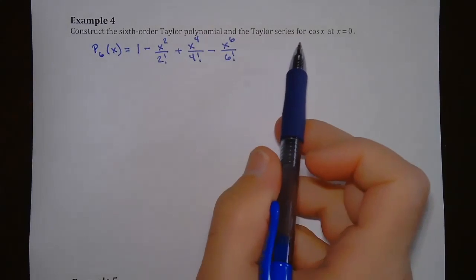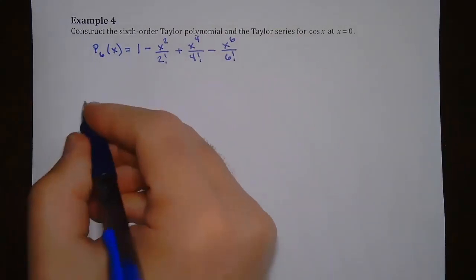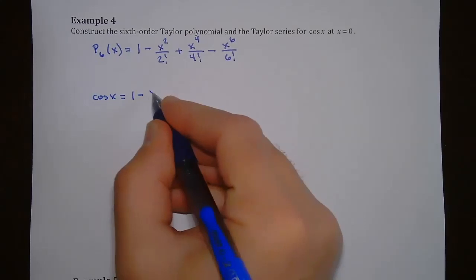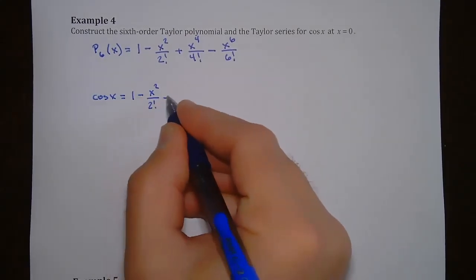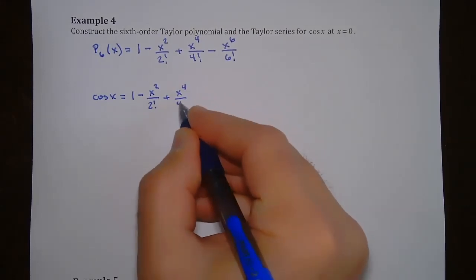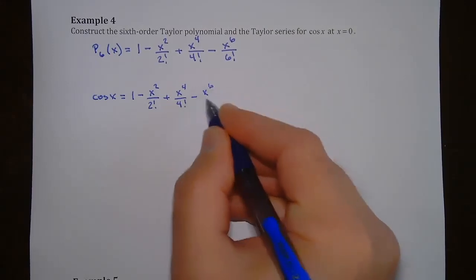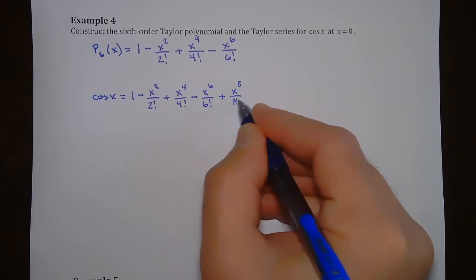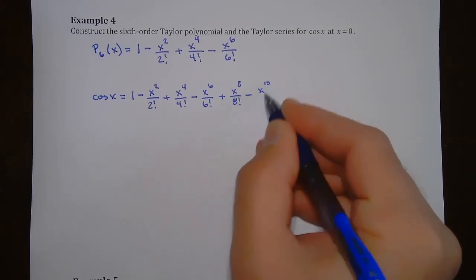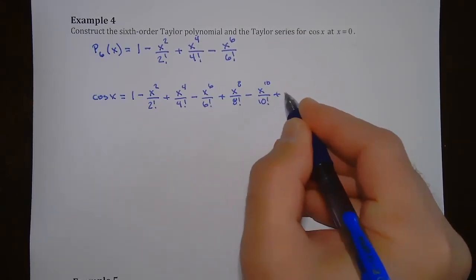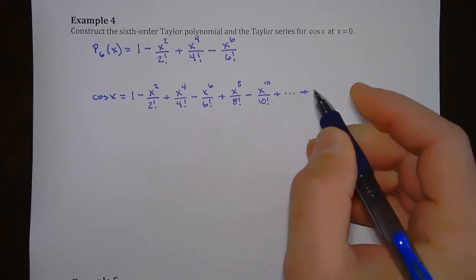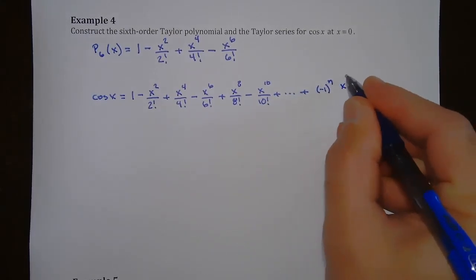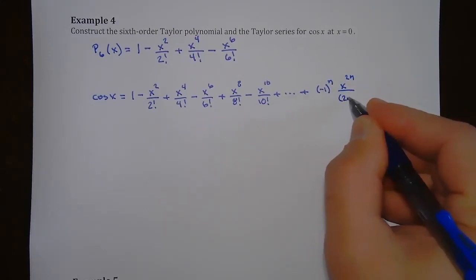Okay, now we need to do the Taylor series for cosine of x. So this would be cosine of x is equal to 1 minus x squared over 2 factorial plus x to the 4th over 4 factorial minus x to the 6th over 6 factorial plus x to the 8th over 8 factorial minus x to the 10th over 10 factorial plus dot dot dot plus, and then this would be negative 1 to the n x to the 2n over 2n in parentheses factorial.